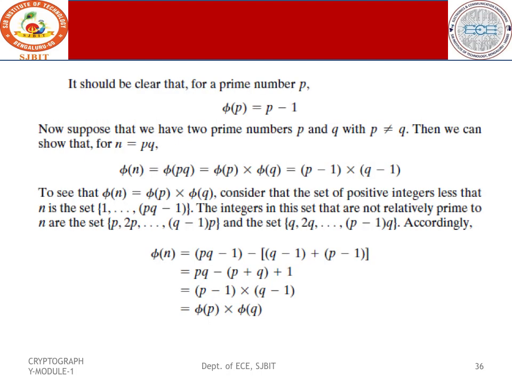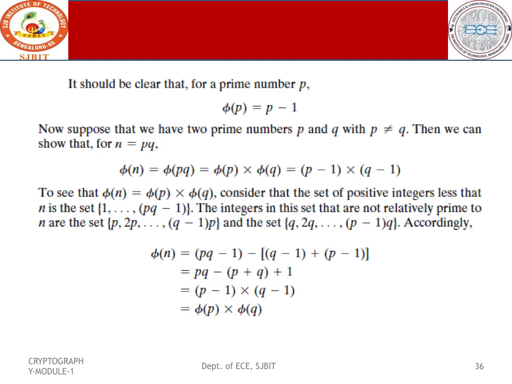So and the list, the first 30 values of φ(n). The value of φ(1) is without meaning, but it's defined to have the value 1. So it should be clear that φ(p) is equal to p minus 1 for a prime number p.